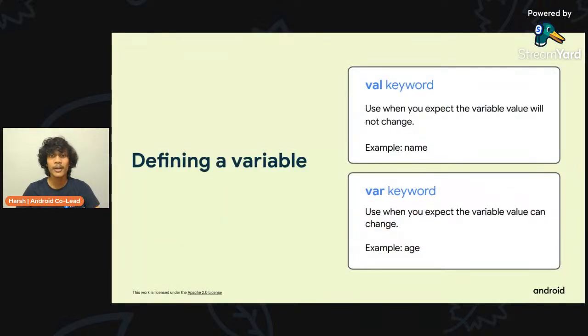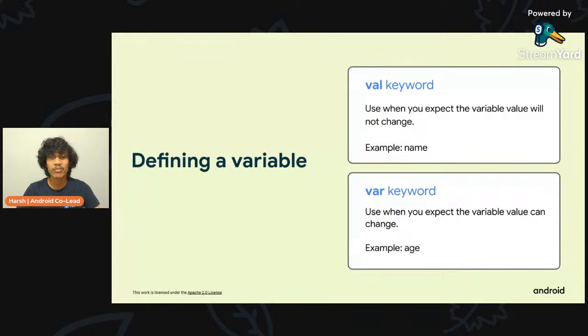Now let's jump into how you define a variable. You can declare a variable using either val or var. With val, the variable is read only, which means you can only read or access the value of the variable. Once the value is set, you cannot edit or modify it. With var, the variable is mutable, which means the value can be changed or modified.